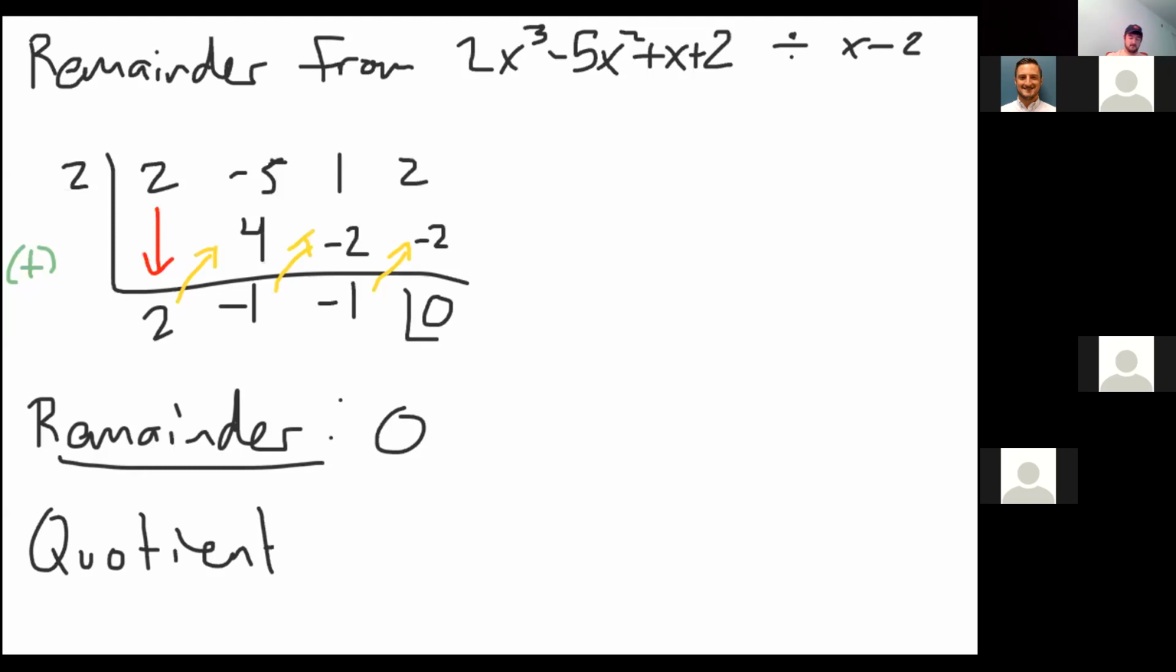Another reason why we loved synthetic division is that it not only gives us the remainder, it also gives me the coefficients for the quotient polynomial, which in this case would be 2x squared minus x minus 1. And something you see in the homework, but we weren't able to fully talk about on Wednesday, is that if the remainder is 0, this actually means that it is a factor.